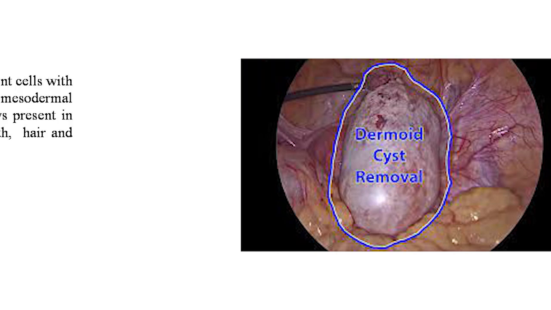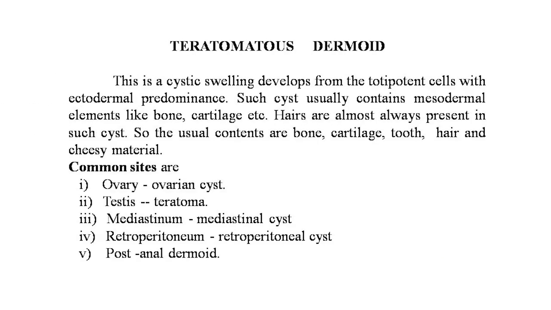Now the next point is the teratomatous dermoid. This is a cystic swelling developed from the totipotent cells with ectoderm predominance. Such a cyst usually contains mesodermal elements like bone, cartilage, etc. Hairs are almost always present in such a cyst. So the usual contents are bone, cartilage, tooth, hair and cheesy material.